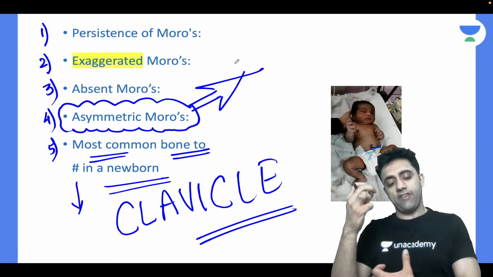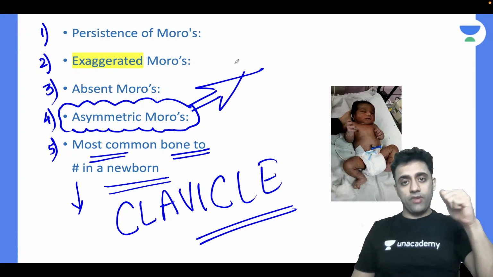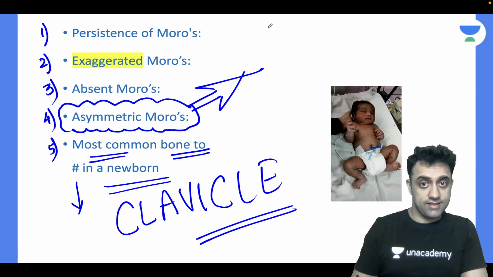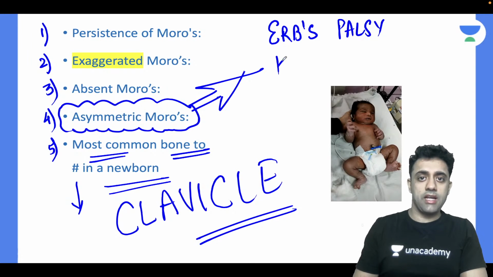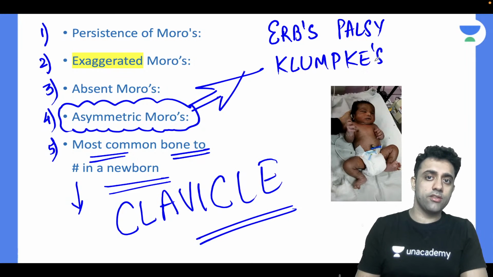If I suspend the baby's head down, only one hand is moving like that, but the other hand is totally down. Anyone? Yes. Something known as Erb's palsy. Yes, that's right. Very good. Other causes are, have you heard of Klumpke's paralysis? Anatomy. Who's a topper in anatomy? Raise your hand. Klumpke's paralysis.